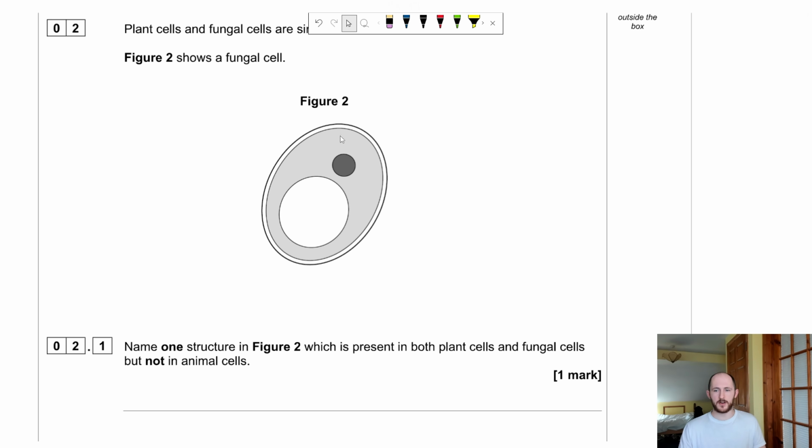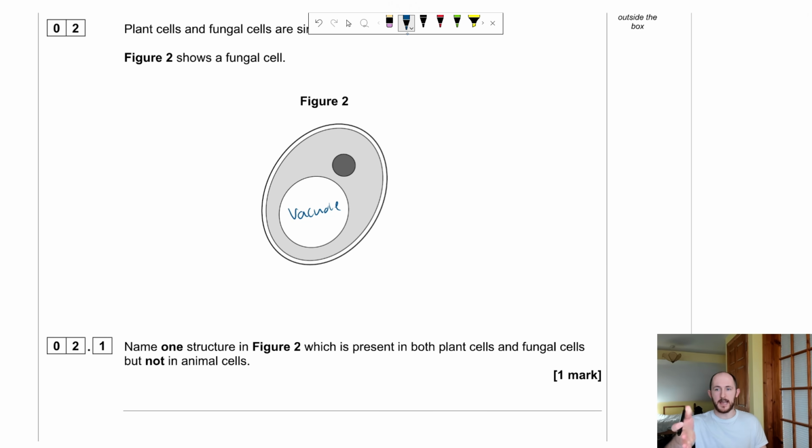So if I have a look at this, what are these things? Well, this black dot is the nucleus. This background is cytoplasm. Again, even if I've never seen this cell before. This is a cell membrane, that's a cell wall. And this, well, what is this? Well, if you look at what it's described as, it's a big white empty space. What is a big empty space? It's a vacuole. It's a permanent vacuole.